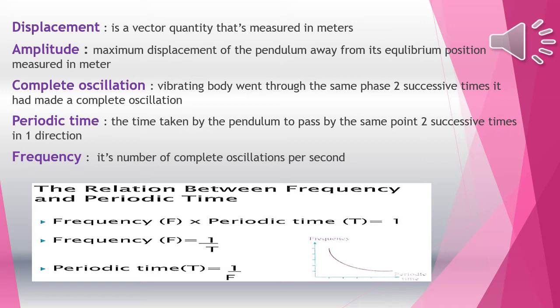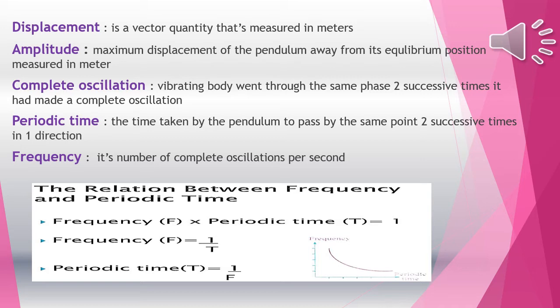Complete oscillation. When a vibrating body goes through the same phase two successive times, it has made a complete oscillation. Like what? When a pendulum is moved from X to Y, to X, to Z, then returns to its rest position, it's called a complete oscillation.